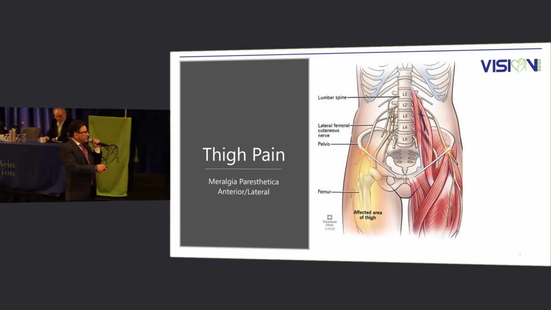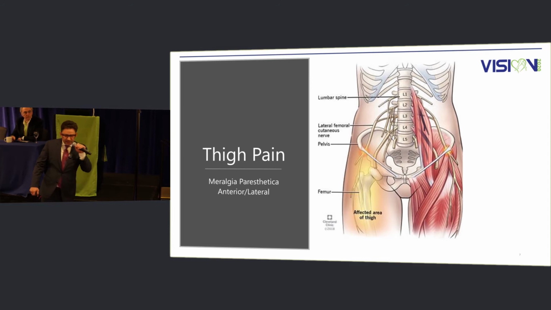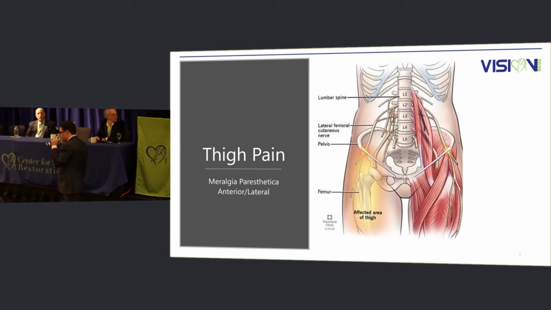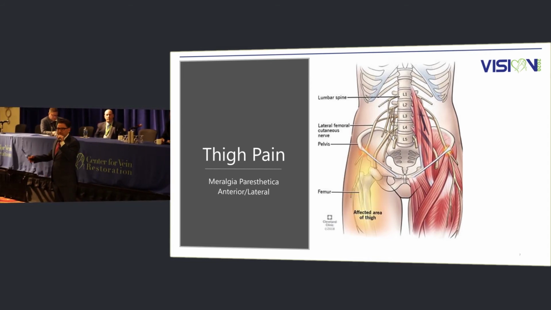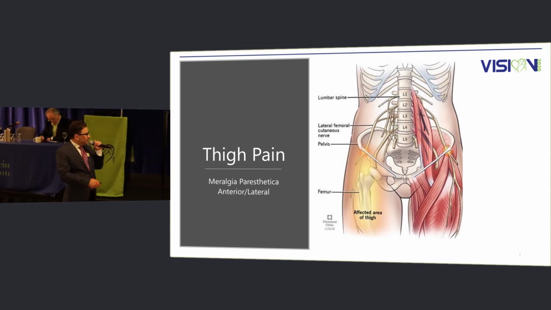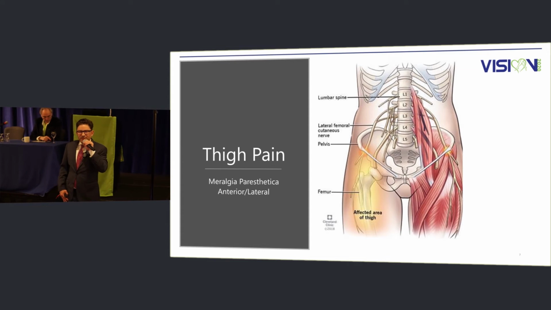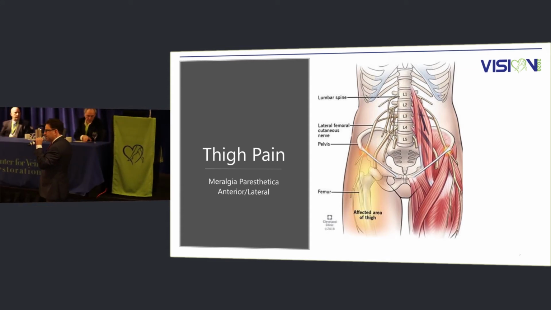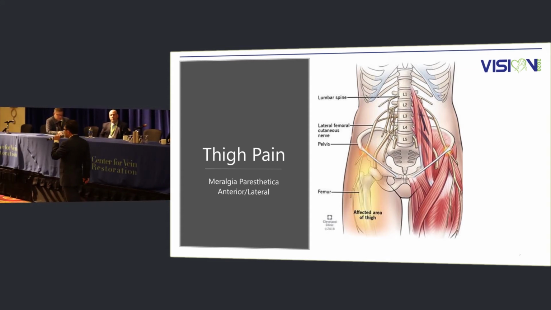And actually, a common cause is neuralgia paresthetica. This is when you have compression or injury or inflammation of the lateral femoral cutaneous nerve, and you're going to get numbness and pain in the lateral and anterior proximal thigh.